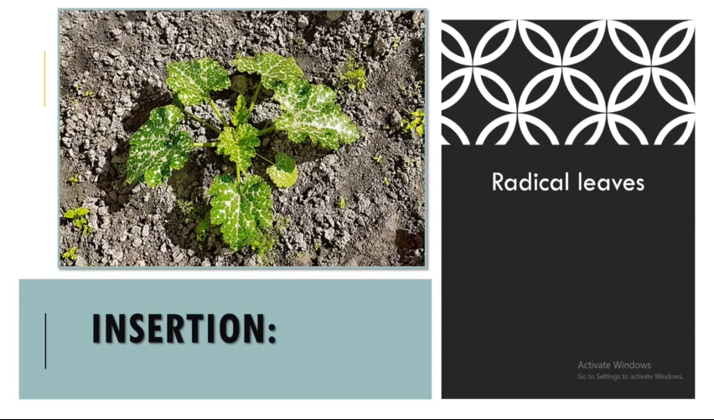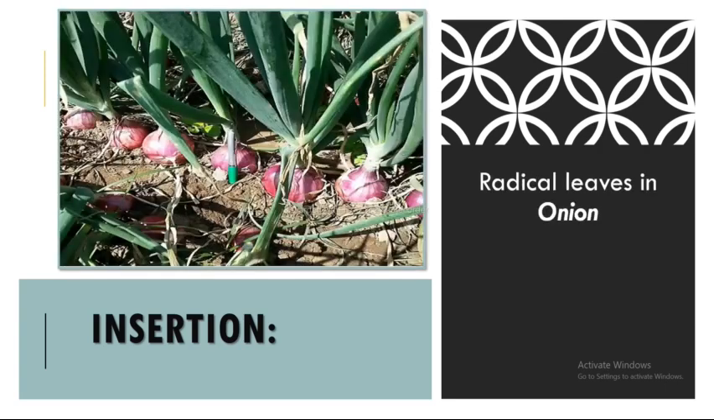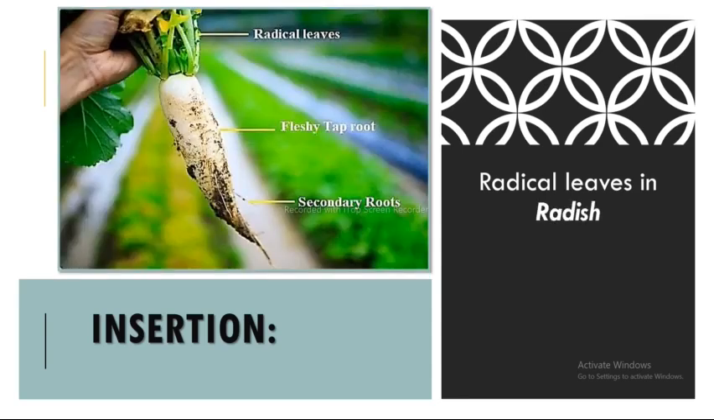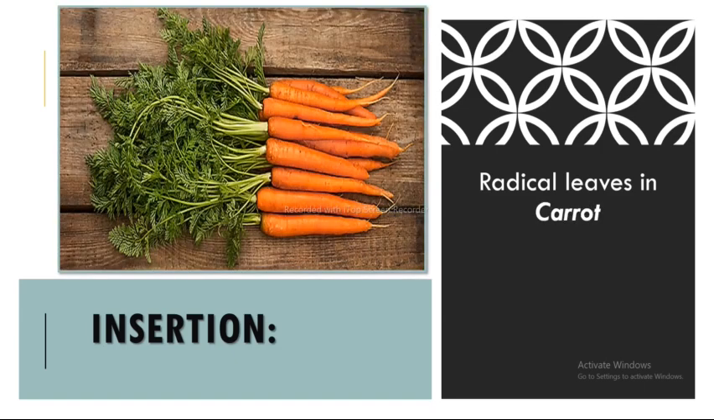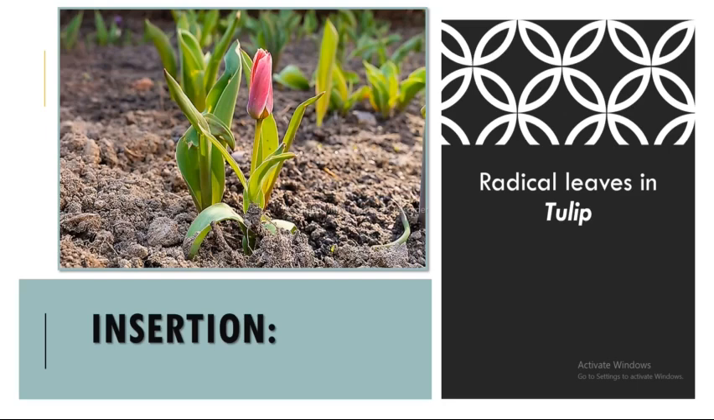So these are the radical leaves. Radical leaves proceed from or near the root. These leaves are mostly present in onion and radish. Radical leaves as in onion, as shown in the figure. Radical leaves in radish. These are radical leaves. This is a fleshy taproot, and these are secondary roots. Radical leaves in the carrot. Radical leaves in tulip.